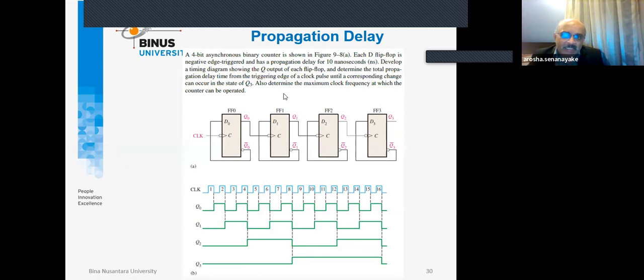One of the important exercises here from the textbook says each T flip-flop is negative edge triggered. There is a little difference compared to what we have understood so far. Level triggered and edge triggered. Level triggered means the expectation of the data to be steadily available after some time. That is level triggered. Level triggered means up to a certain time, we allow the data to be available.